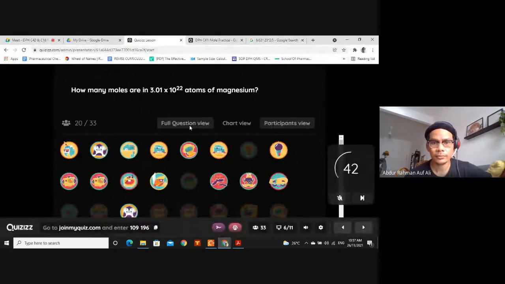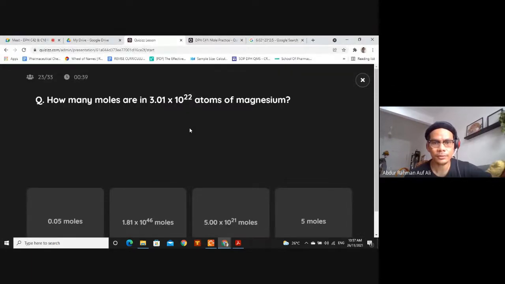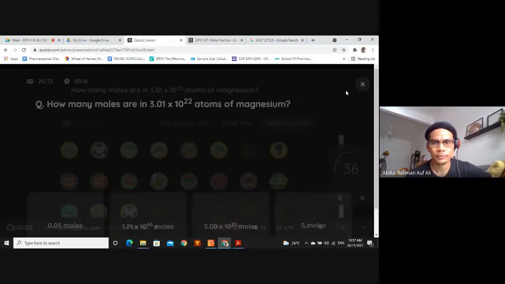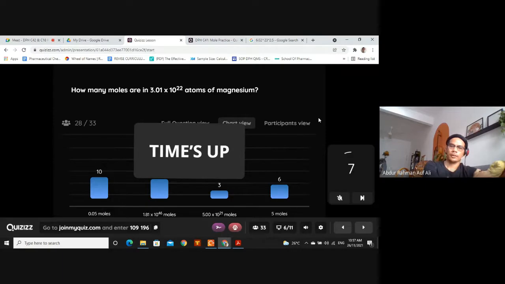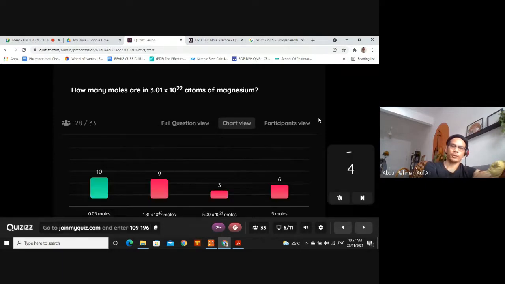Okay, let's tengok. Question view. These are the options. These are the chart view. Tengok ramai tak boleh jawab. So far tak ramai boleh jawab betul. So hopefully as we go along towards the end, ramai makin faham dan ramai boleh jawab. So 20 seconds, I want you to try. Okay, time's up. Jawapan yang betul adalah 0.05.